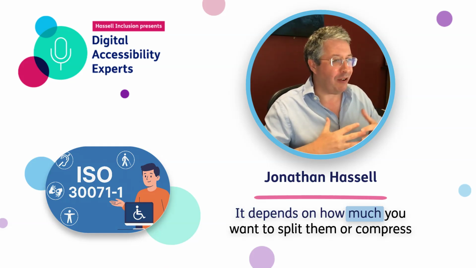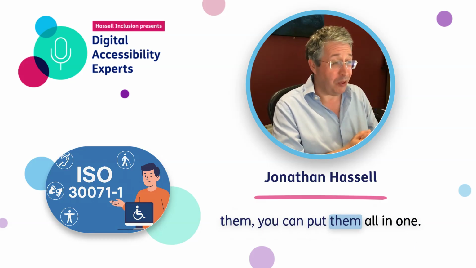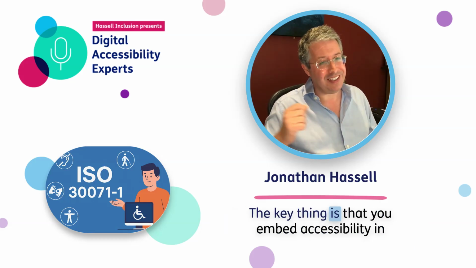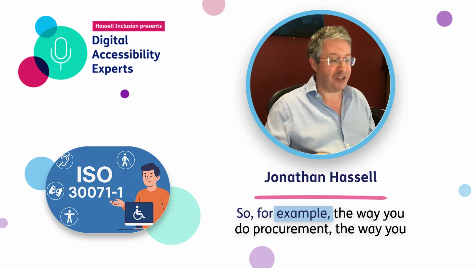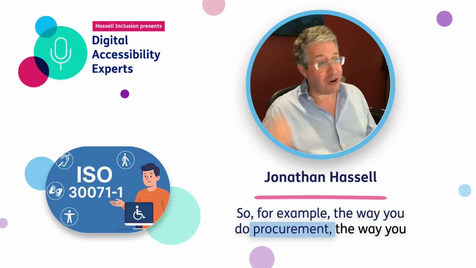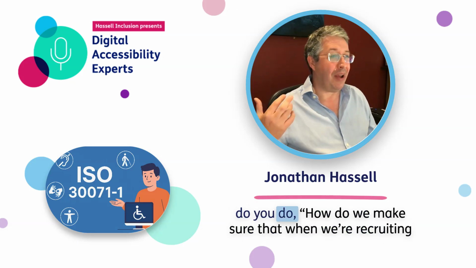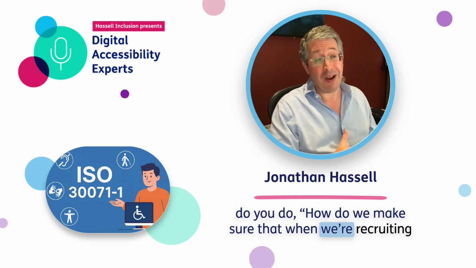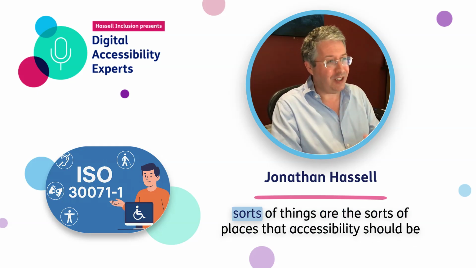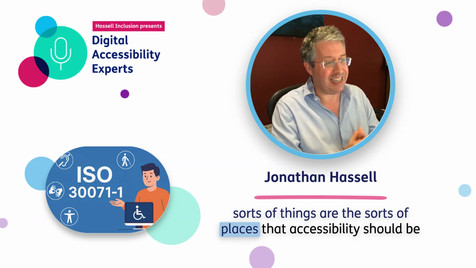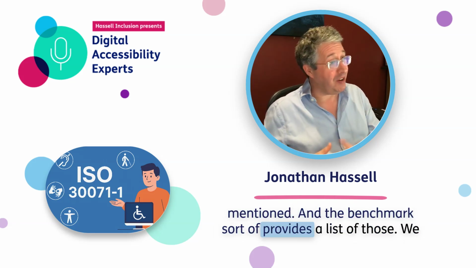It depends on how much you want to split them up or compress them into; you could put them all in one. The key thing is that you embed accessibility in the way you do things. So for example, the way you do procurement, the way you do governance, how do we make sure that when we're recruiting someone we've got a good process for that. All of these sorts of things are the places that accessibility should be mentioned. And the benchmark provides a list of those.